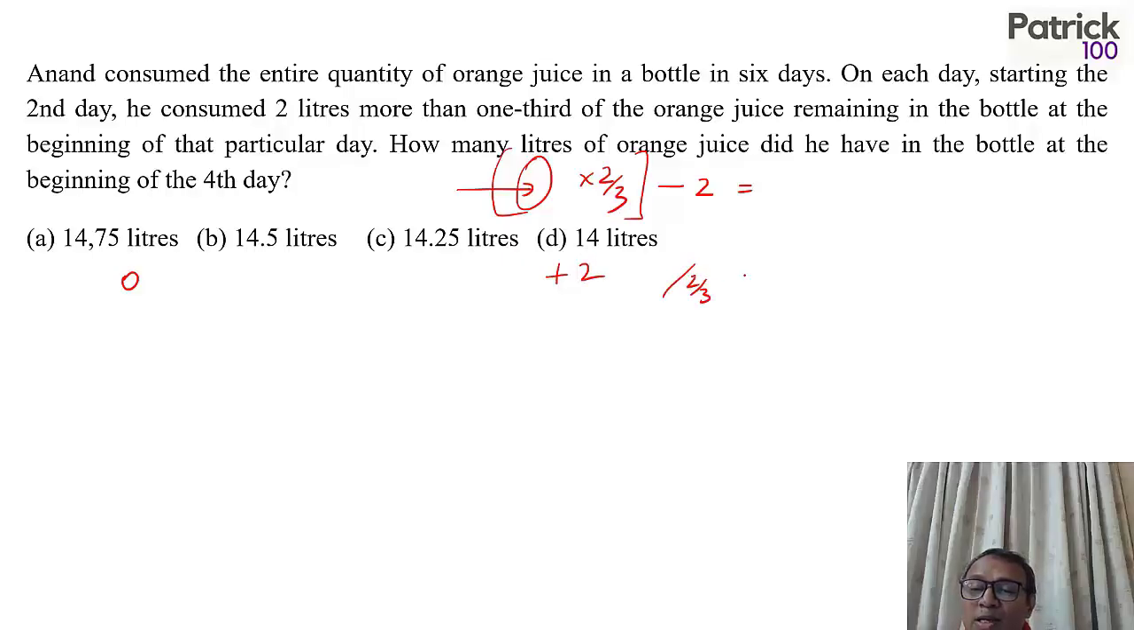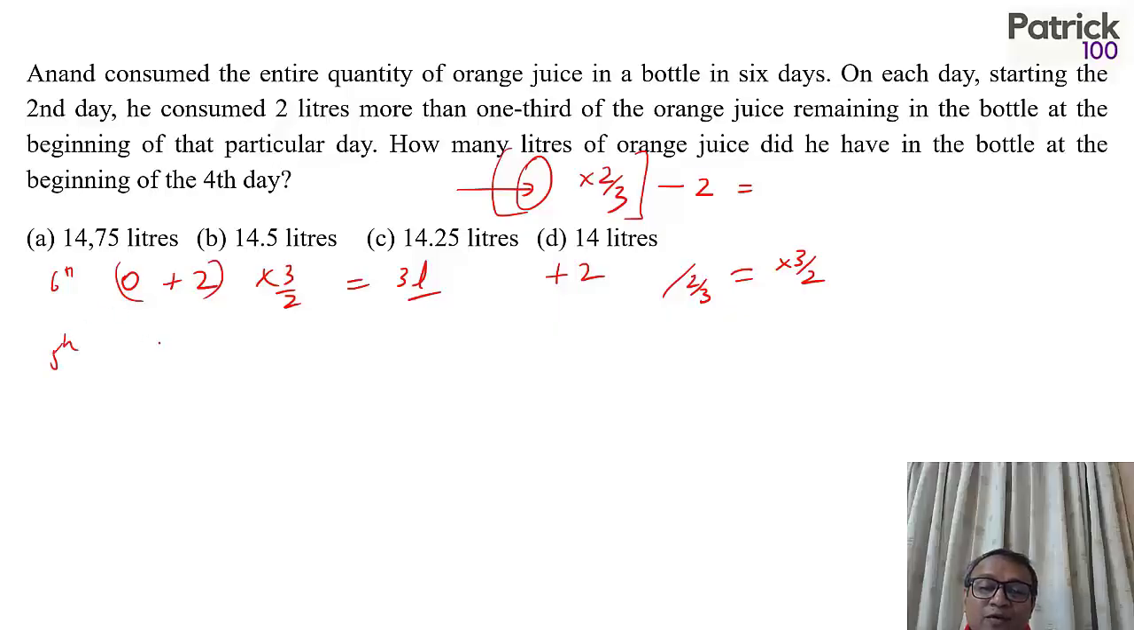When you say divide by 2 by 3, it is also the same as multiplying by 3 by 2. So on the 6th day he starts with 0 left. You reverse the calculation: basically you add 2 and then multiply by 3 by 2. You get 3 liters. That means at the beginning of the 6th day he has 3 liters.